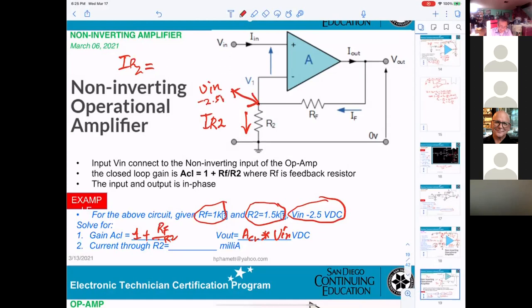It's minus 2.5, right? So you get a ground here, and you get a voltage of minus 2.5 here. That's why you can use Ohm's law, right? I_R2 equals 0 minus Vin divided by R2. That means 0 minus (minus 2.5) divided by 1.5K.